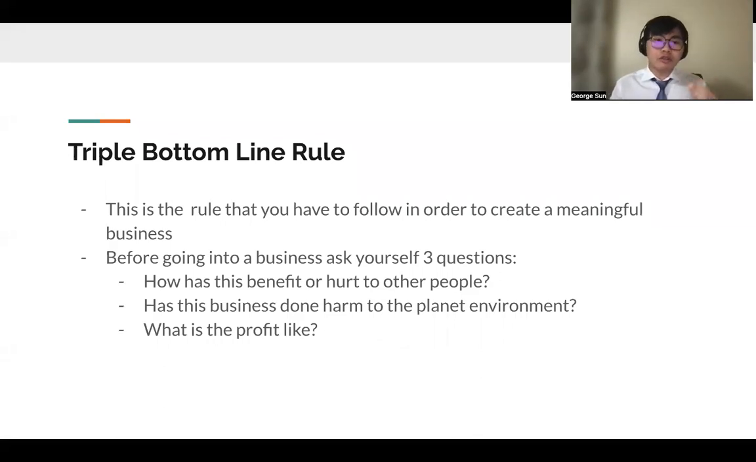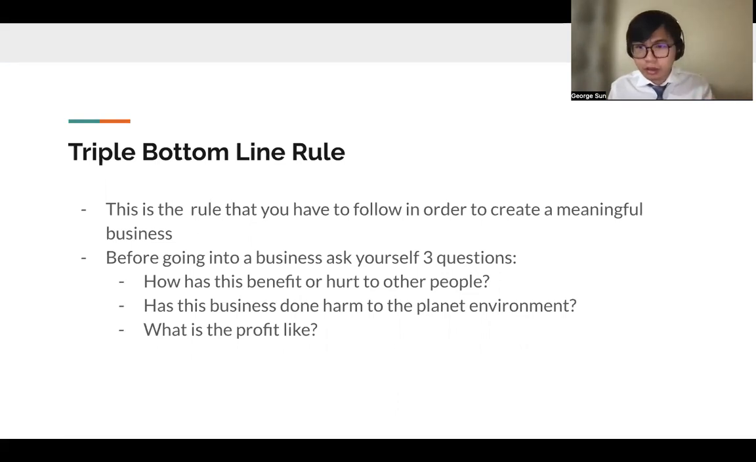So I'll introduce you to the first rule, the triple bottom line rule. This is the rule that you have to follow in order to create a meaningful business before you do all the strategic planning and things like that. Because without this, your business is not meaningful without fulfilling these criteria. So ask yourself three questions of this business idea that you came up with.